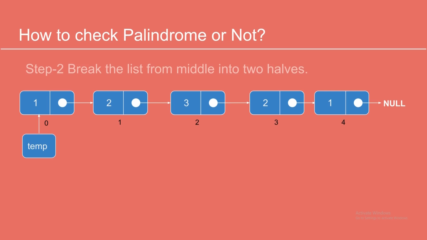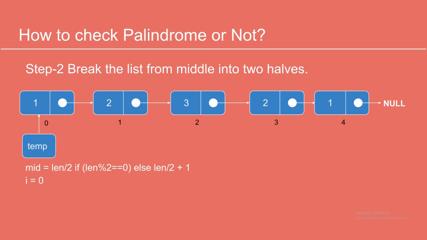The second step is to break the list into two halves from the middle. The indexes shown below the list are for the sake of understanding only. First, we will calculate the mid of the list using the length variable that we calculated in step 1. If the length is even, then mid is length by 2, else the mid is length by 2 plus 1.